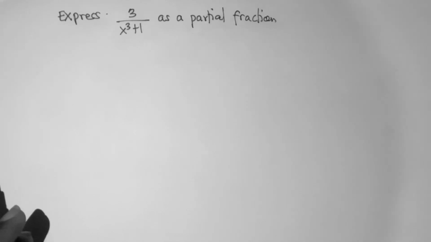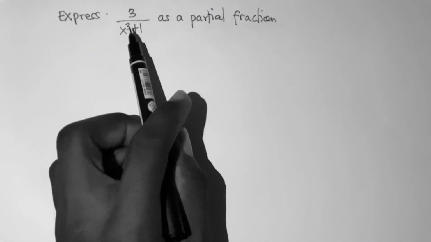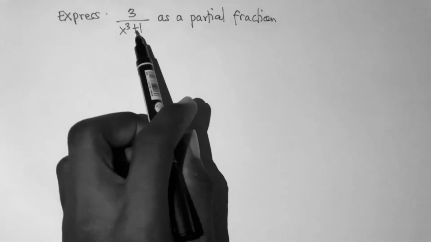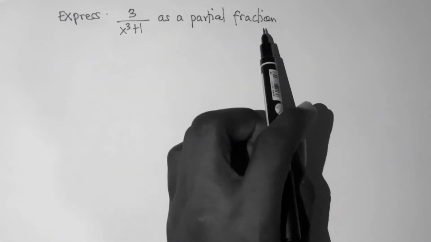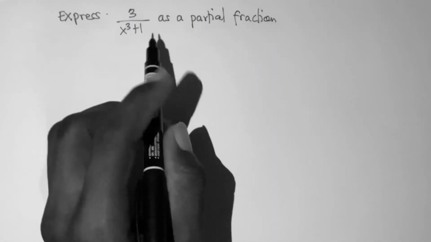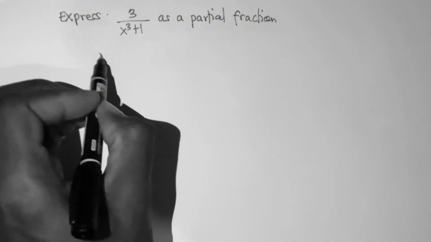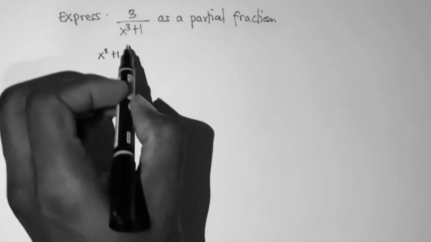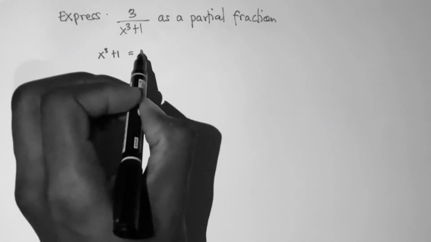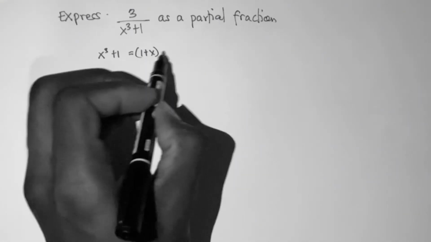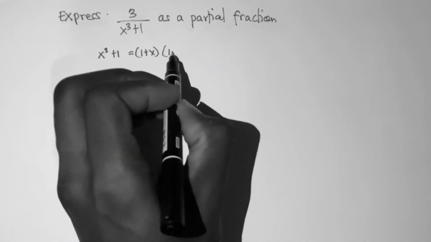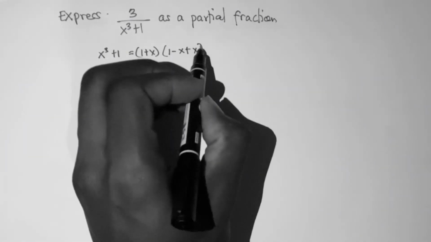In this video, we are going to talk about some questions under rational functions. So now we have: express 3 divided by x cubed plus 1 as a partial fraction. How do we do this? Now, you see this x cubed plus 1. X cubed plus 1 can also be written as (1 plus x) times (1 minus x plus x squared).